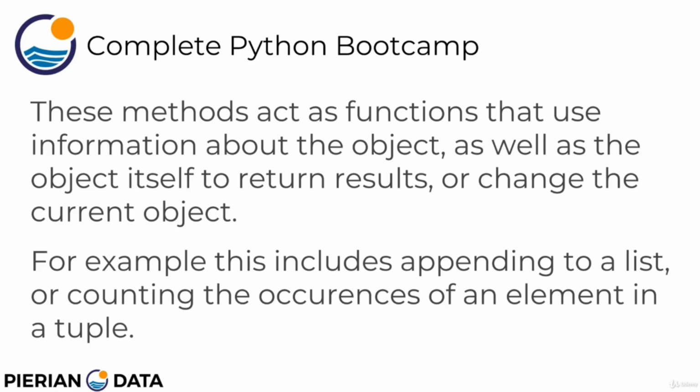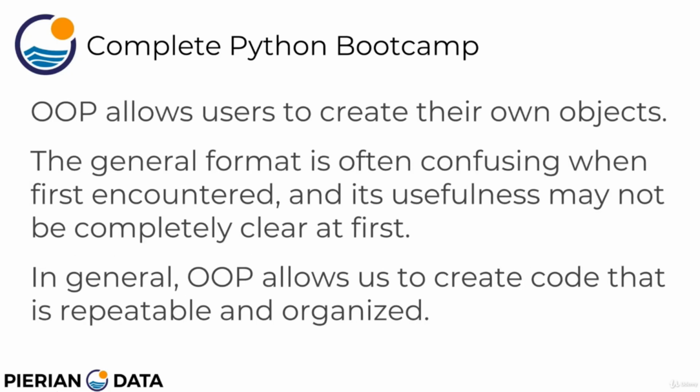For example, this includes appending to a list or counting the occurrences of an element in a tuple. So those methods use information about the object and then either return a result or they edit and change the current object in some manner. OOP, or Object-Oriented Programming, allows users to create their own objects with their own methods and own attributes.